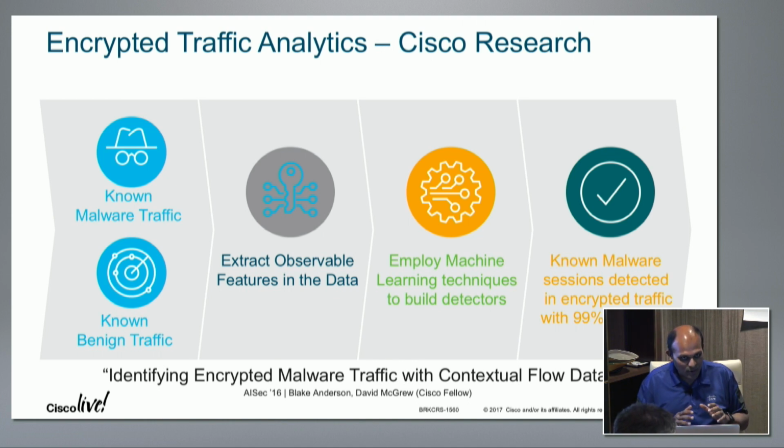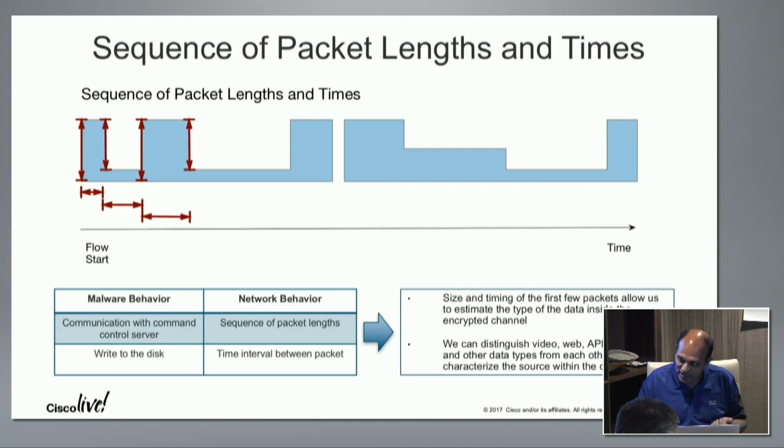Now, the key question is, what are those features? How do we actually identify them, right? And that's where the interesting piece is, right? So the first data feature is the sequence of packet lengths and the time interval between the packets. And why is that unique? If you look at a typical malware, the way it operates is that it's going to be communicating with the command and control server, and then it's going to be writing something to the disk, and then it's going to be communicating something to the command and control server, and again, it's going to be writing something to the disk.